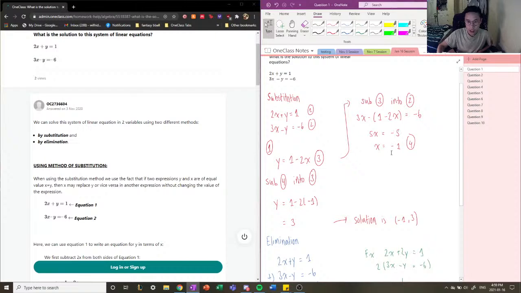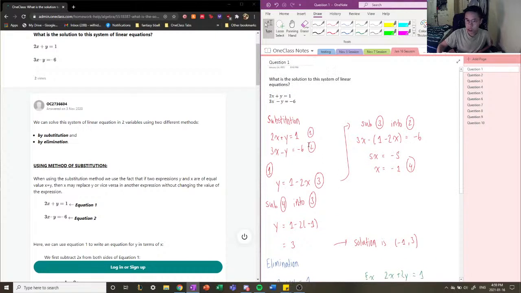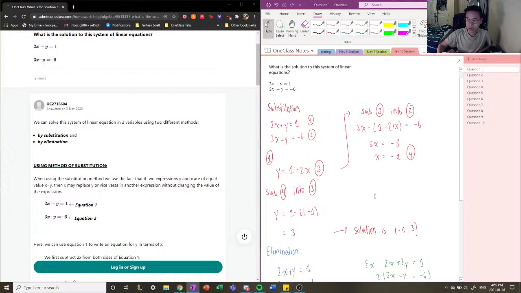After that, I plugged negative 1 back into one of the linear equations to find the value of y. By doing so, I found the value of y to be equal to 3, and therefore the solution to this system of linear equations is negative 1 and 3. And I previously mentioned that an alternative way of writing this question is to find the point of intersection between these two lines.